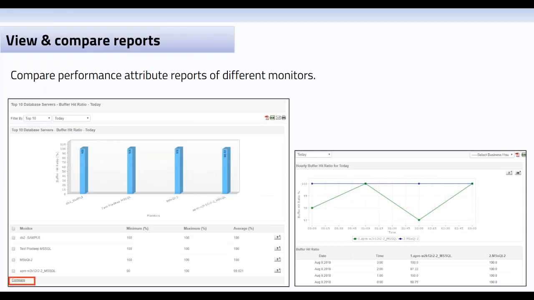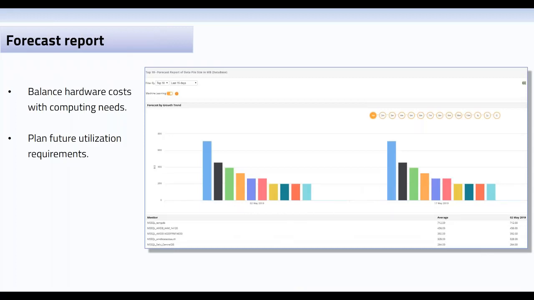Here is the comparison chart, as I was telling you just moments ago, about different databases or any similar applications, and their performance comparison over the course of a certain time period. The forecast report basically helps you balance hardware costs with computing needs.